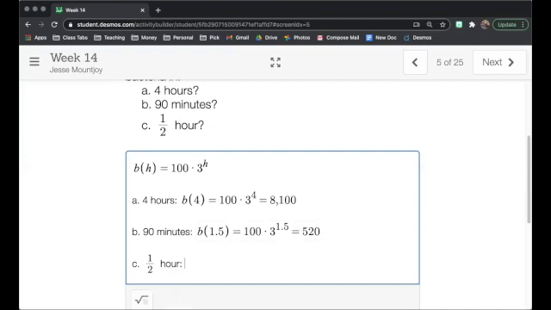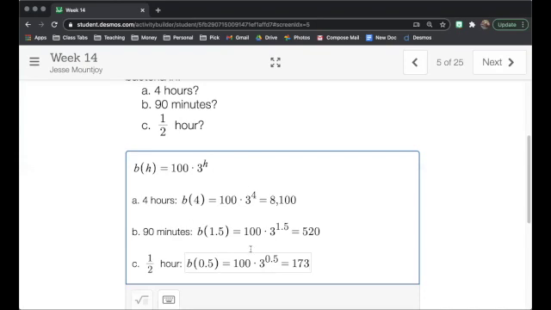And then finally, we have half an hour. So half an hour is 0.5 of an hour, right? So I'm going to plug this in. Maybe I'll put a 0 here so it really looks like 1/2. Okay. And let's plug this into the calculator. So we get 3 raised to the 0.5 times 100. And so rounding, we get 173 bacteria.